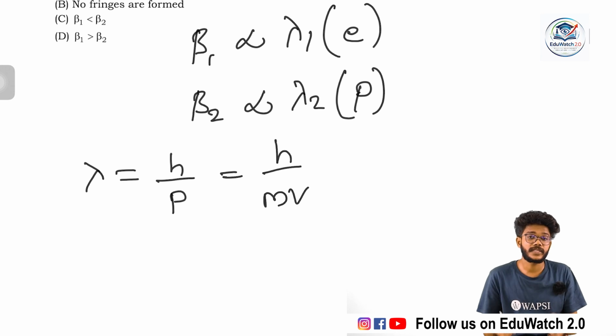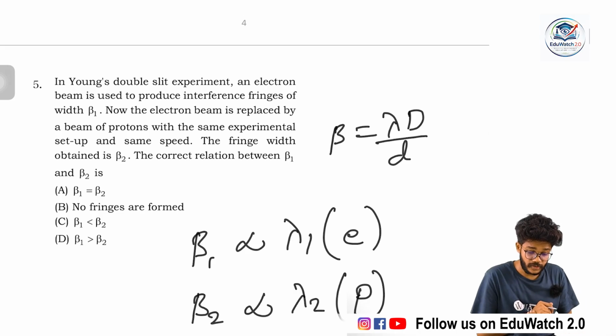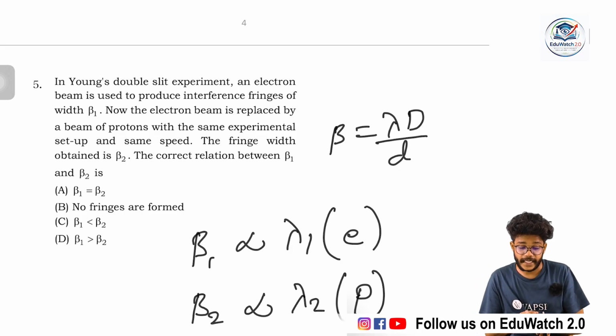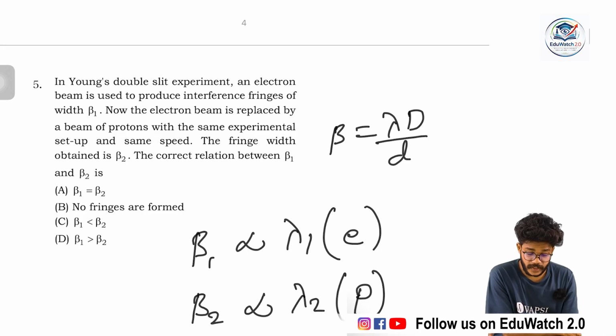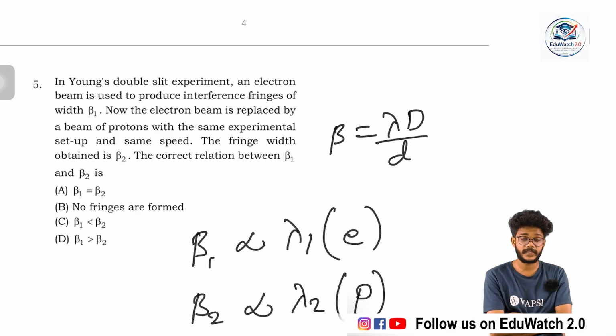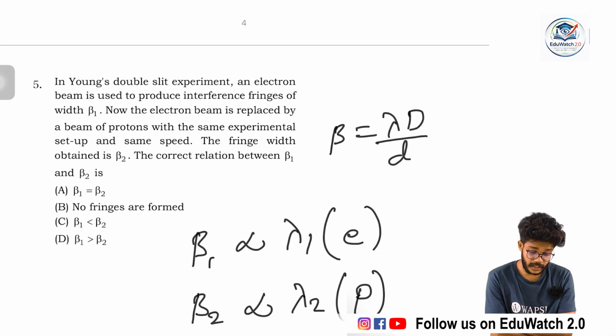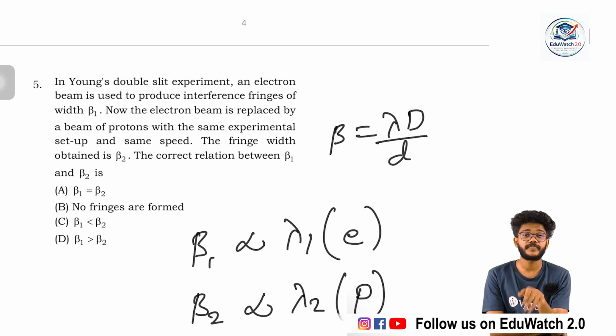Inside the question they have said that the velocity is same, correct? Now the beam is replaced by a beam of protons with the same experimental setup and same speed. The fringe width obtained is beta 2. What is the correct relation between beta 1 and beta 2? The question says the velocity is same for beta 1 and beta 2, and we have to make a relation between beta 1 and beta 2. So we have the relation between beta and the wavelength lambda, and lambda is related to the mass.